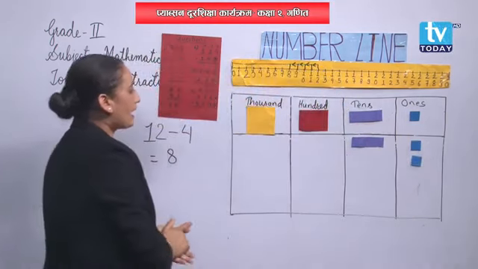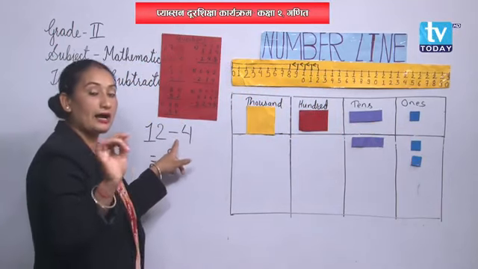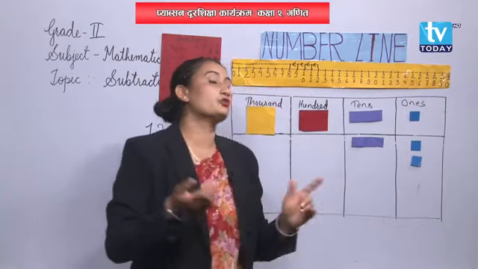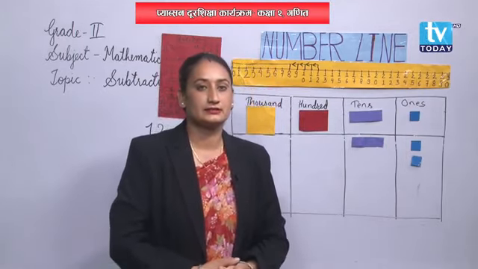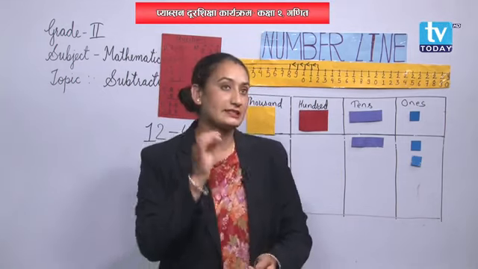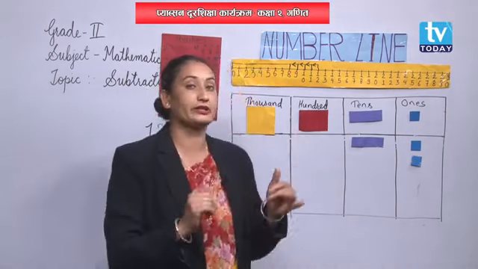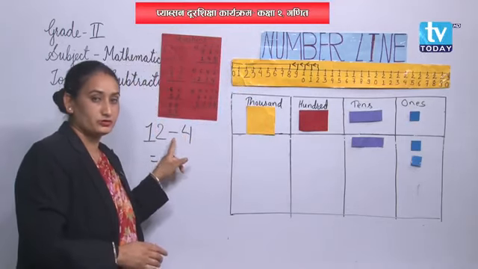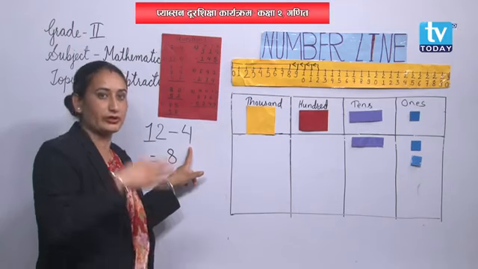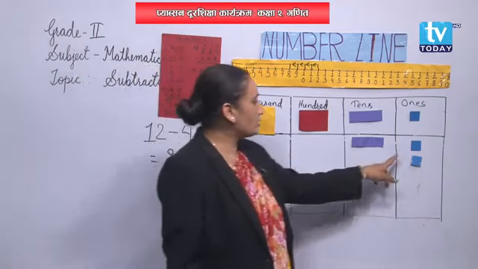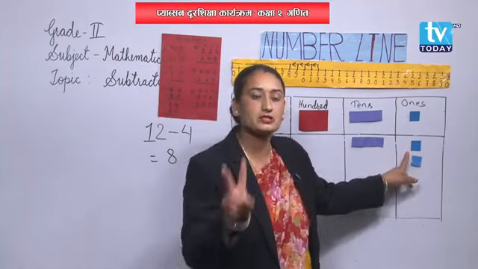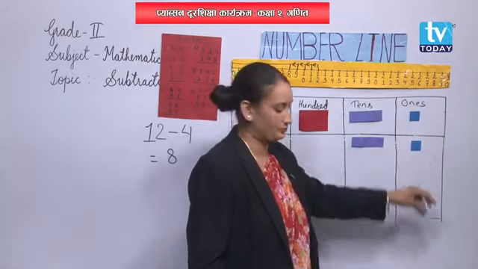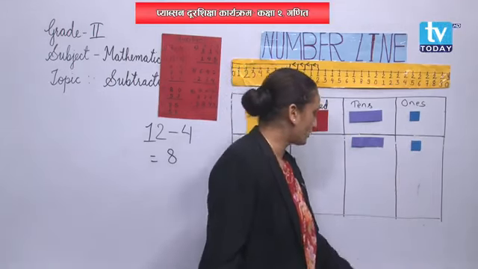Now, I have to subtract 4 from this 12. Then how to subtract? Now, students, listen very carefully and watch here very carefully, okay? First, out of 12, I need to remove 4, right? Here, 2 is already there in the ones place. So, I am going to take off this 2.